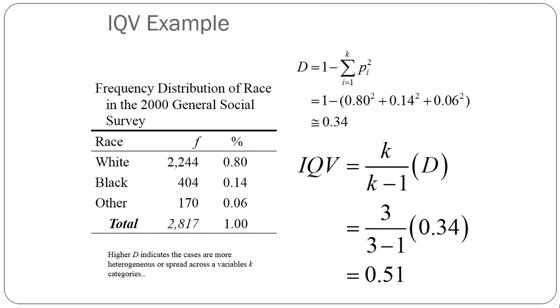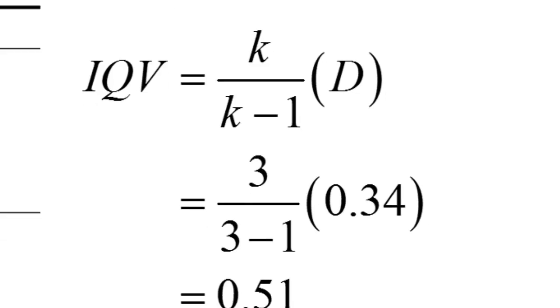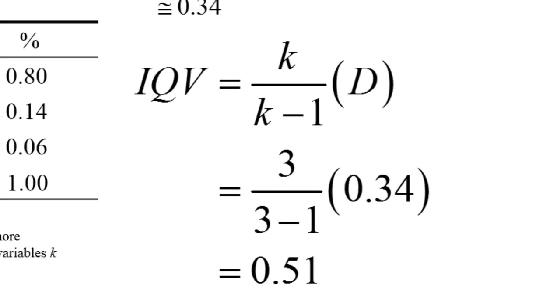Back to our example about race, the first thing we do is calculate the index of diversity, which we already had from the problem before, and we get the value of 0.34, and then we're going to multiply it by 3 divided by 2, or 3 divided by 3 minus 1, and we get our value on diversity in a statistic that ranges from 0 to 1 of 0.51.